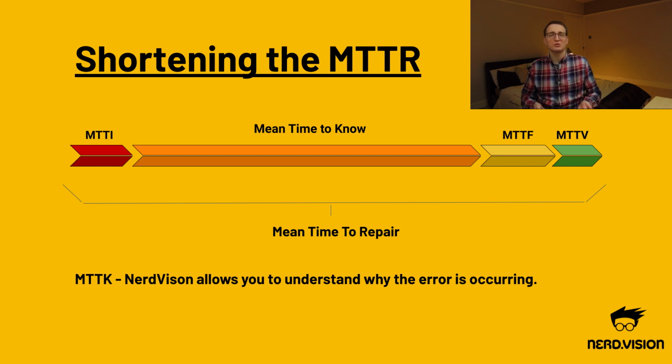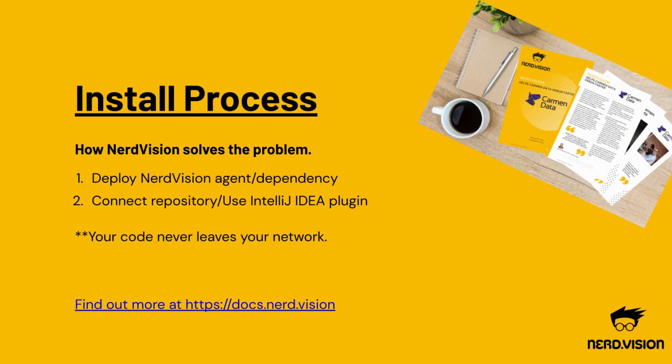For example, we had a customer who could only deploy once a day. NerdVision was able to dramatically change how they debug. To set up and install NerdVision, it is really a super simple process. If you're used to installing AppDynamics, Datadog or New Relic, then you simply add the NerdVision agent to your code, along with the API key, and redeploy. You can find out more by going to docs.nerd.vision.